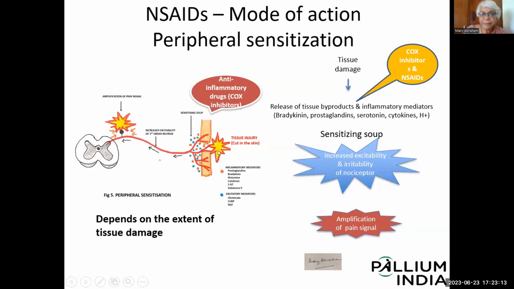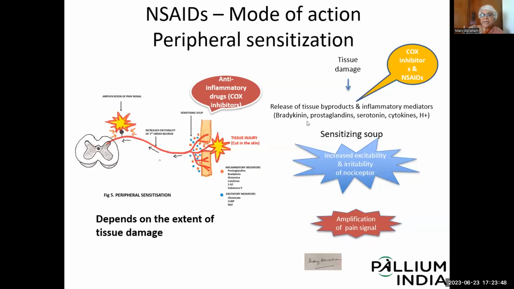So when these inflammatory mediators are released when there's a tissue breakdown, it forms a sort of inflammatory soup, which sensitizes this peripheral nociceptor. That is why it's called peripheral sensitization. And because of this, it amplifies the pain signal. So the COX inhibitors, like the COX-2 inhibitors and NSAIDs, act through their anti-inflammatory action by decreasing the release of the prostaglandins. It inhibits the prostaglandin release.